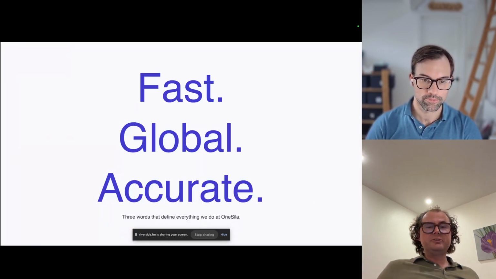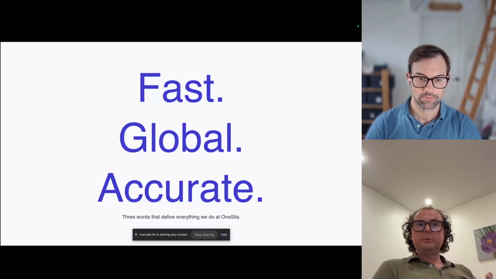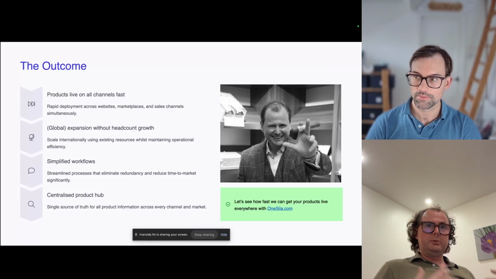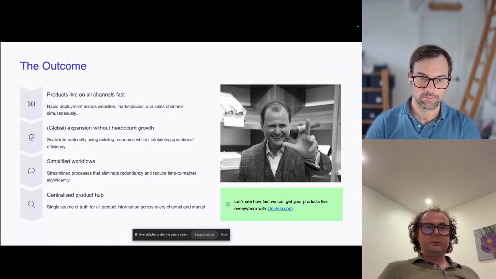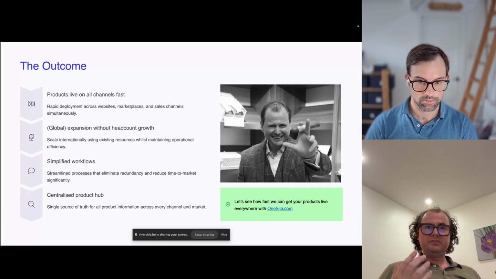If there are 3 words that I'd love you to remember, it's that Onesila is about going fast, going global, and doing that really well. All that to get to the outcome that you want: your time to market fundamentally reduced. You want to expand globally without really focusing on headcount growth. It's not necessary in this case. And all of this should happen with simple workflows.